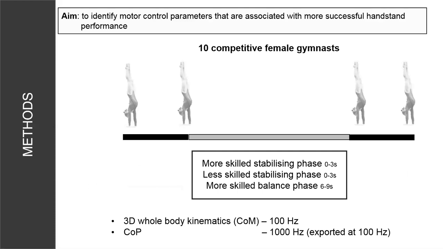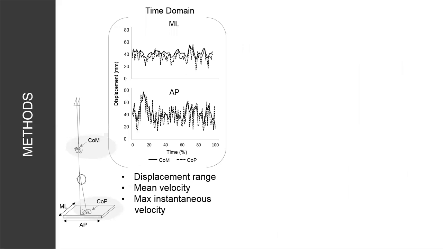So we have these 3 distinct groupings, and for each of the trials, we collected 3-dimensional whole body kinematic data, which allowed us to calculate the center of mass, in addition to the center of pressure. So the initial analysis of the center of mass and center of pressure was undertaken in the time domain, where measures of displacement range, mean velocity, and maximum instantaneous velocity were calculated for each trial.